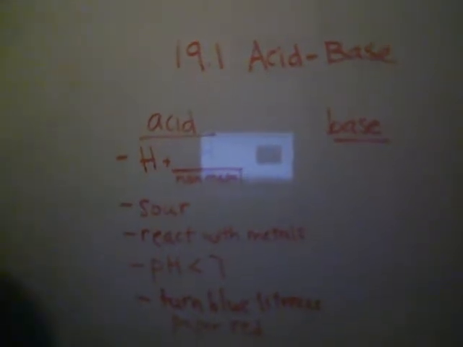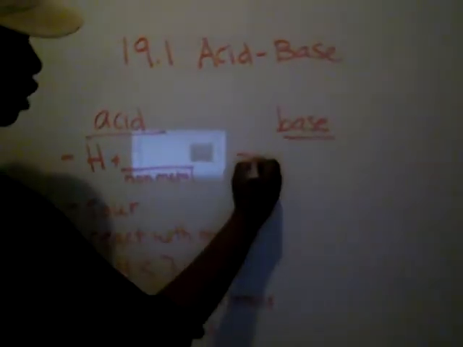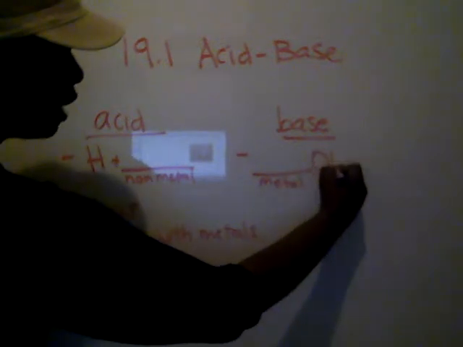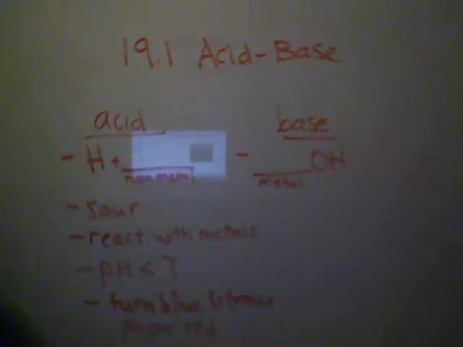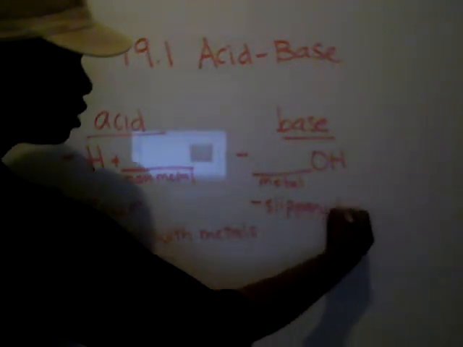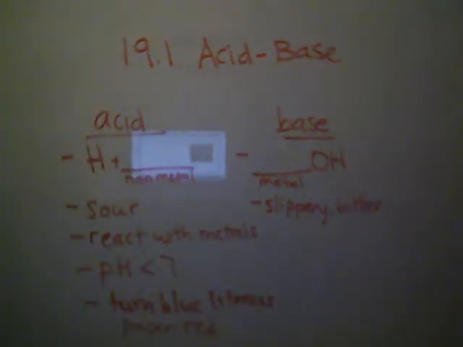Then if we switch over and look at some properties of bases, bases are generally a metal, so we can pick any metal, and they have hydroxide or OH with them. Okay? Bases are generally slippery or bitter. So slippery if we touch them, and bitter if we were to taste them. A lot of bases, though, we don't want to taste. Things like bleach and detergents are considered to be bases.